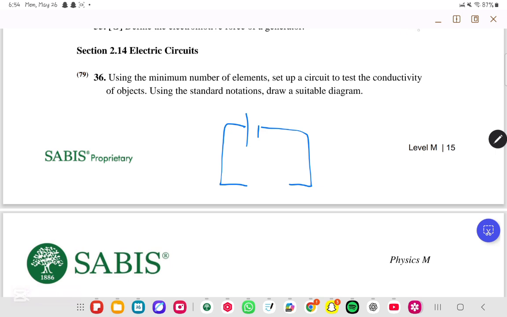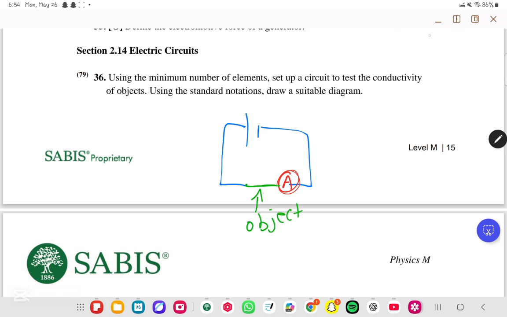Then we need to test what? We need to test the conductivity of objects, meaning if they would let a current pass or not. So how would you test that? You'd use an ammeter, and you connect the ammeter in series. And then over here, you're going to connect the object.